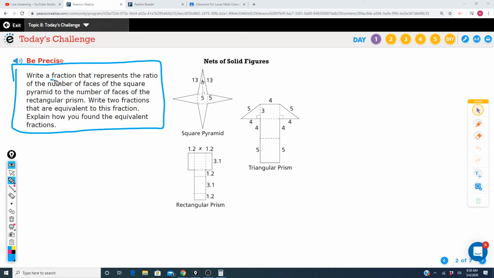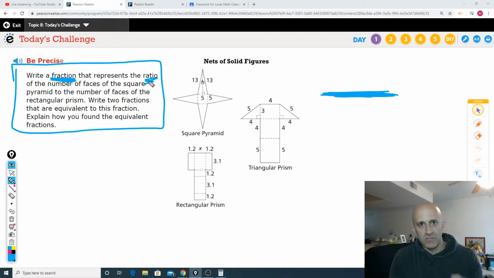We know that we're writing a fraction, and it's representing a ratio. Remember, a ratio is a comparison of two things, x to y, like apples to oranges. In this instance, it's the comparison of the number of faces of the square pyramid to the number of faces of the rectangular prism.